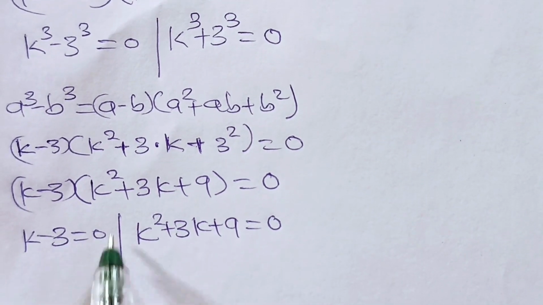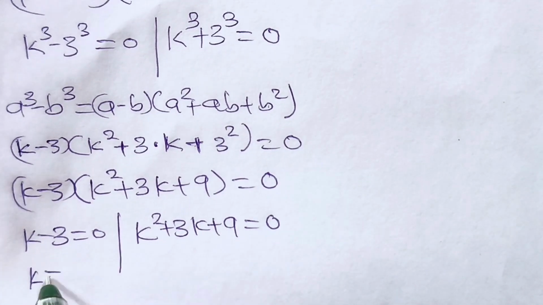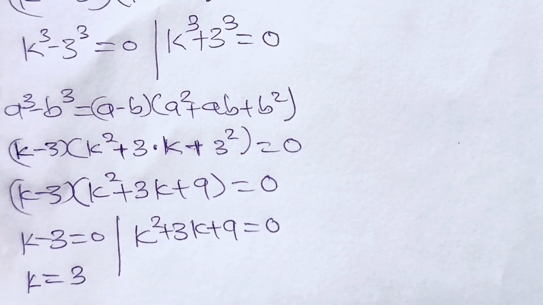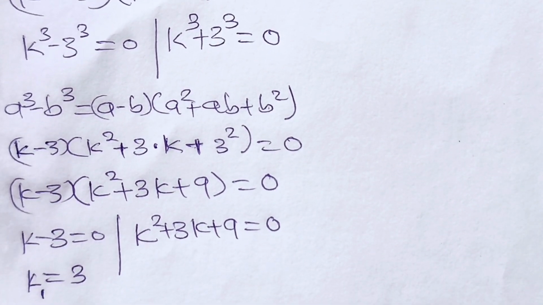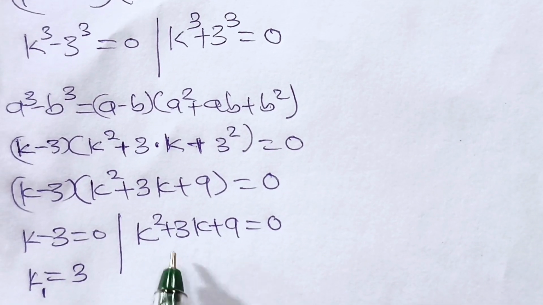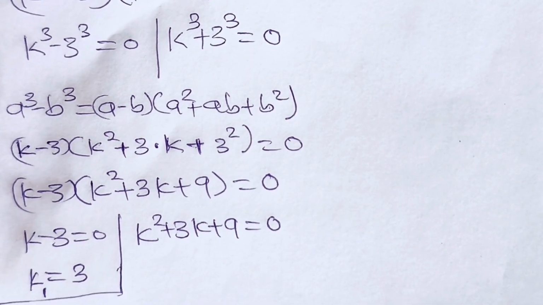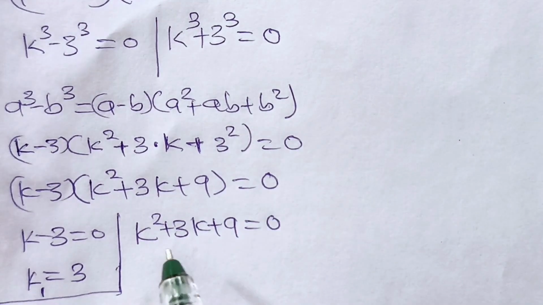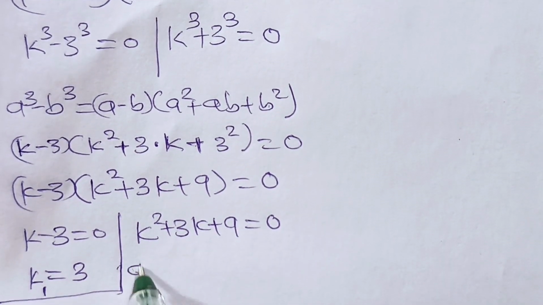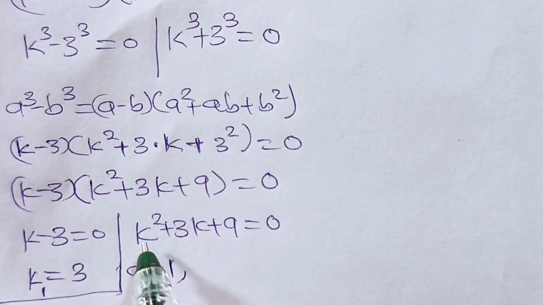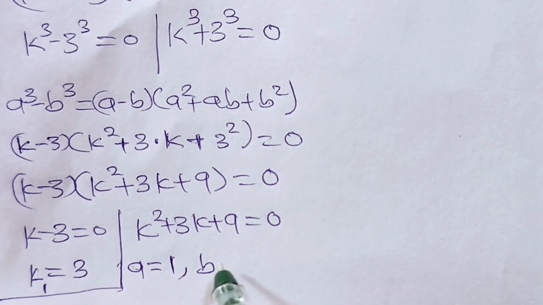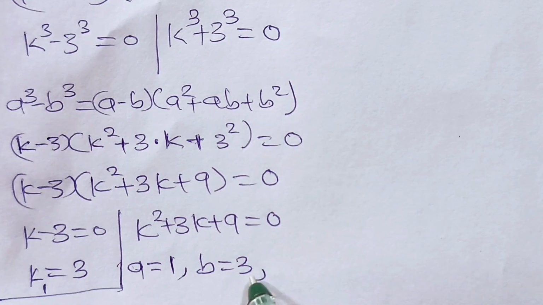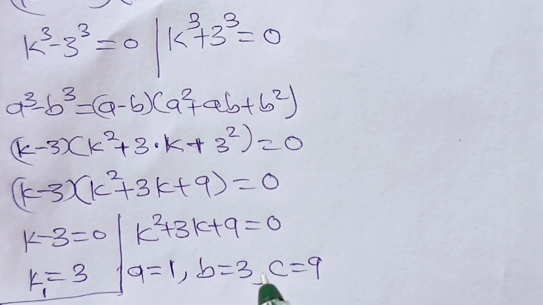Now from here we can see the first value of k, which is 3, which is the one you can see by observation. Now when you come to this one, we are going to make use of the quadratic equation formula to bring out the two values of k from here. First of all, we have a to be 1, that is the coefficient of k squared, b to be 3, the coefficient of k, and c to be 9, the constant.